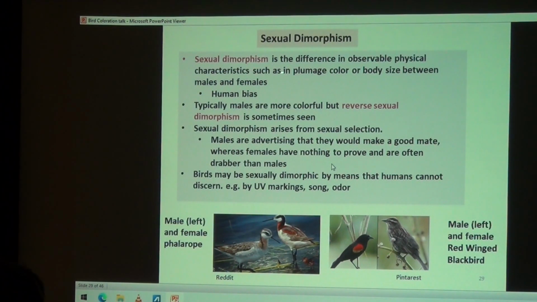So it's been suggested that UV markings can provide such sexual dimorphism to birds themselves, and odor is different in females and males, and that's possibly a factor. This is looking at a broader definition of sexual dimorphism and looking at it from the bird's point of view. So the odor, song, UV markings, these are things that humans cannot easily discern, and they therefore provide sexual dimorphism from the point of view of the bird.